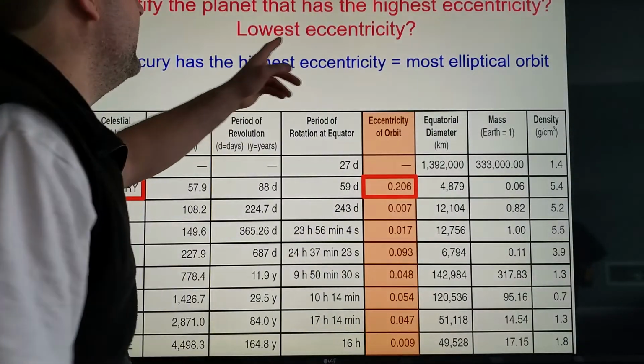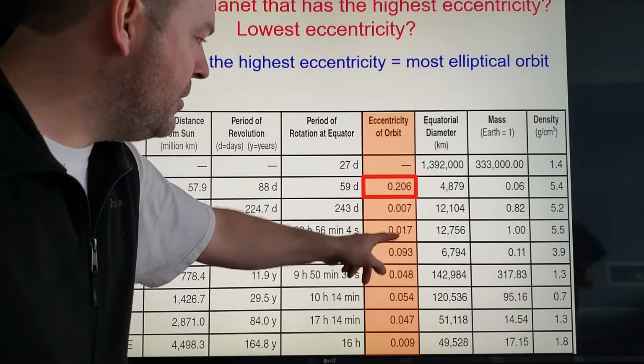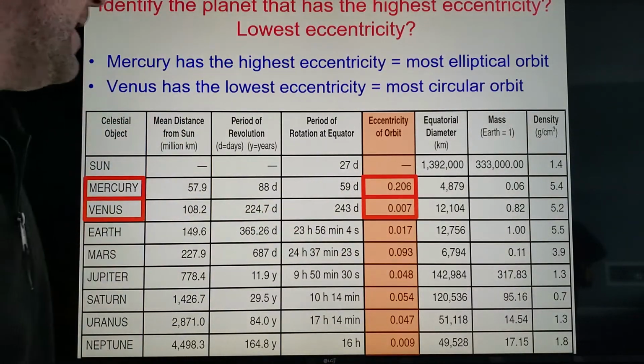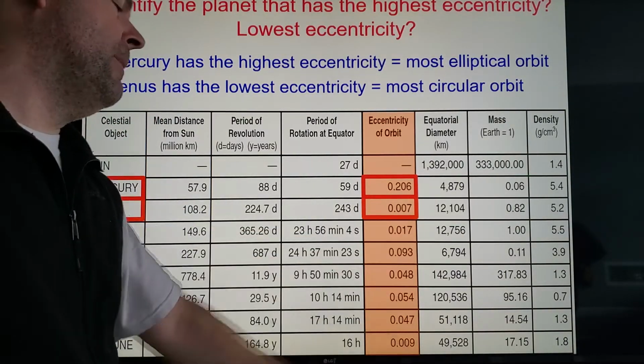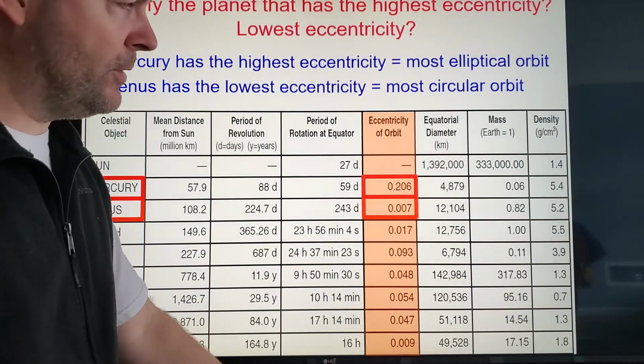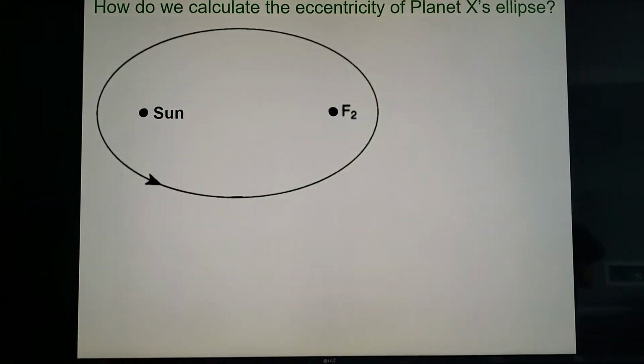All right, then it says the lowest eccentricity. Well, again, go down for the lowest value, and boom, the goddess of love, right? Venus, only with a 0.007, almost a perfect circle orbit, but not quite. Okay? All right, so how do we calculate eccentricity?